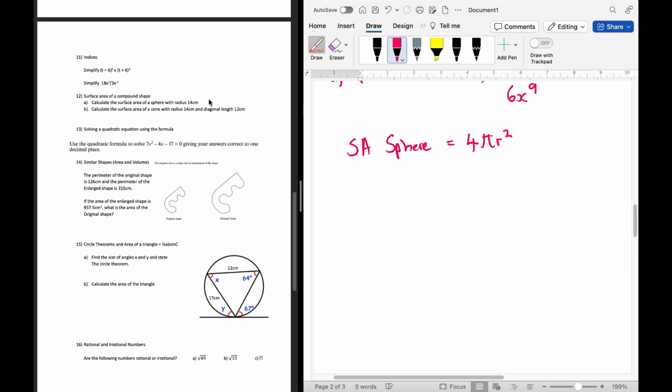And in part A, we're told that the radius of our sphere is 14, so all we would need to do is 4 times pi, 3.14, times 14 squared. Simple, okay? And then you can work that out again. It's not what I'm going to do.